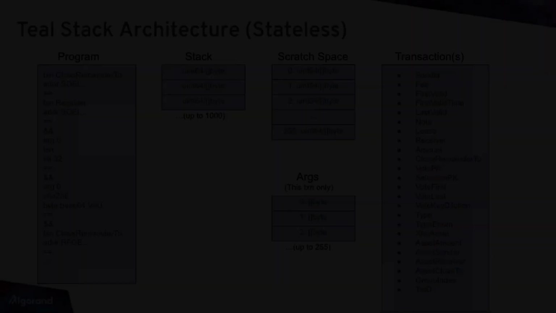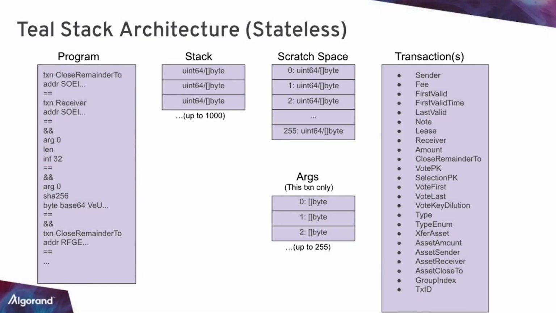Another way of looking at it would be this. I have my program, and don't worry about what's in the program yet; we'll talk a little bit more about that in a minute. I have a stack, I have a scratch space, and I have a set of arguments that are passed into the stateless smart contract. And I have a list of transaction properties that I can go get.